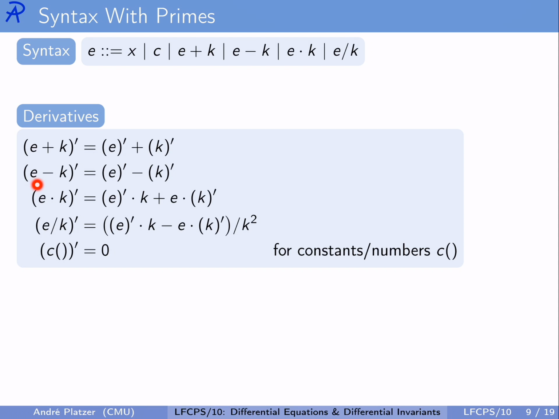What should be the derivative of e minus k? It should be the derivative of e minus the derivative of k. What is the derivative of e times k? Well, it's the derivative of e times k plus e times the derivative of k. What's the derivative of e divided by k? Well, that should be the derivative of e times k minus e times the derivative of k, divided by k squared. What's the derivative of a constant? Well, I guess that's 0.